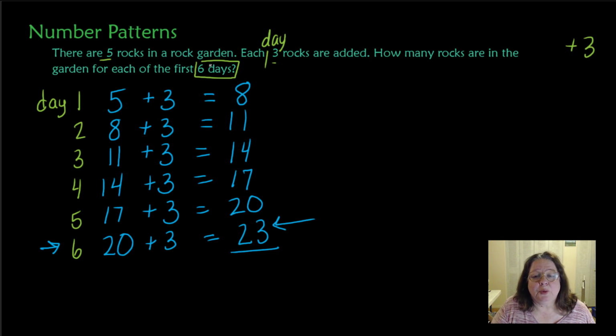So we can use what we know about patterns to solve what we don't know. We know we've got a starting amount. We've figured out our rule. We know how many terms we need. We can use what we know to solve what we don't know.